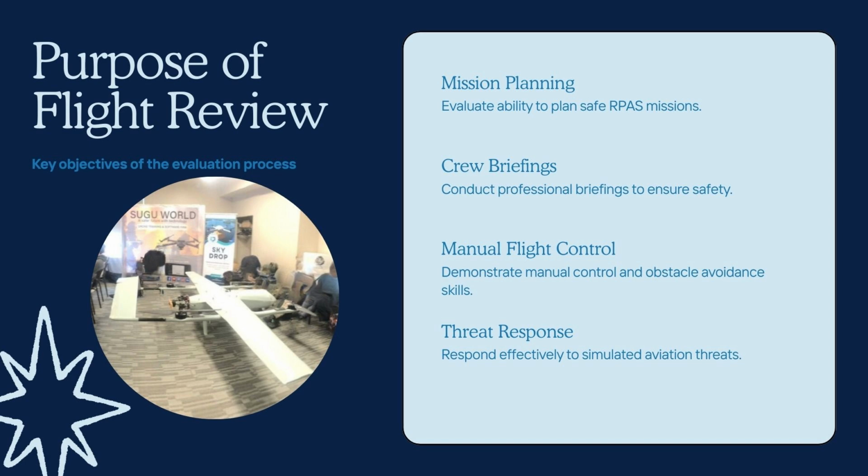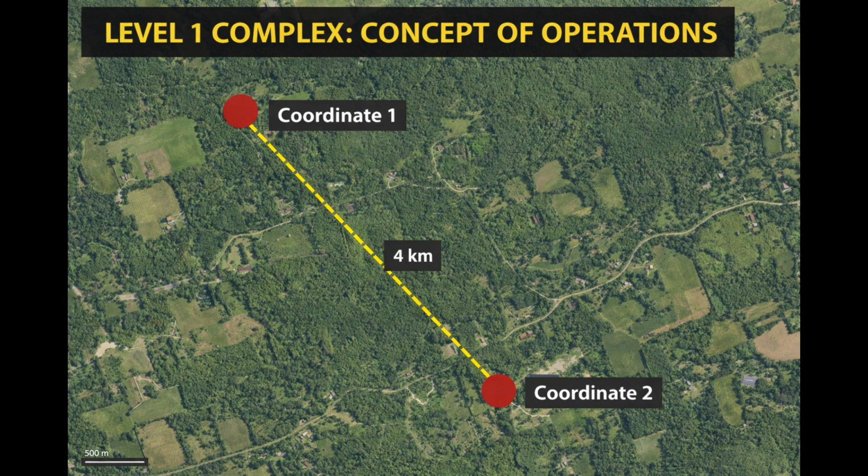Now today we'll go over a high-level overview of the Transport Canada Level 1 Complex Flight Review. The importance is for you to demonstrate the ability to safely and effectively plan a mission in accordance with the CARs that begins within visual line of sight and transitions into Level 1 Complex beyond visual line of sight. Your flight reviewer will provide two coordinates, approximately 4 kilometers apart, for which you'll prepare a concept of operations for either a small or medium RPAS.